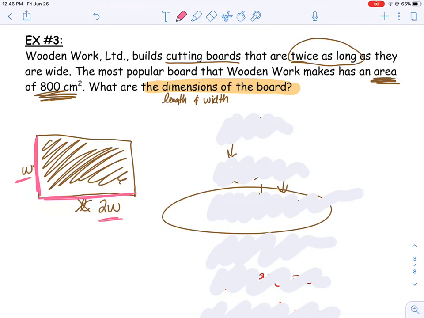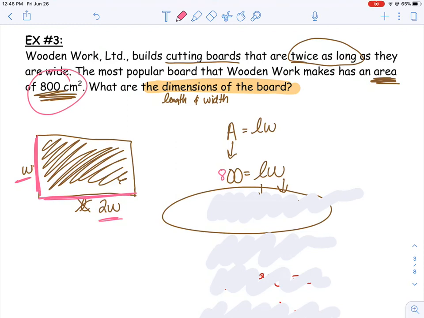Okay, what else did it say? It also said that the area, that's length times width, is 800. So let's start making that into an equation. I know that length times width is the area. Area is equal to length times width. I know that the area is 800. And I know that area is length times width.